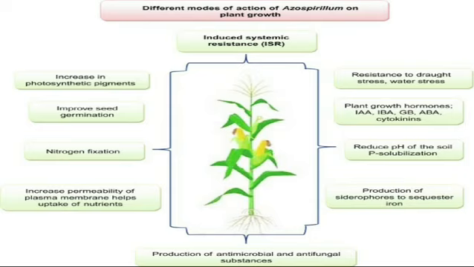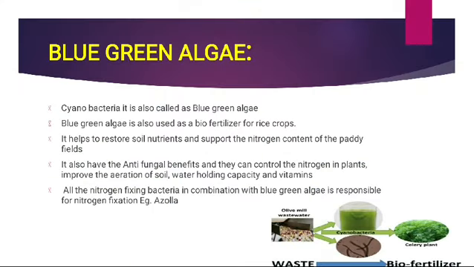And these are the different modes of action of azospirillum on plant growth. It increases photosynthetic pigment, improves seed germination and nitrogen fixation, and increases permeability of the plasma membrane, which helps in uptake of nutrients. It is also resistant to drought stress and water stress. It produces plant growth hormones, cytokinins, IAA, IBA, and also reduces the pH of the soil, and it produces siderophores to sequester iron.